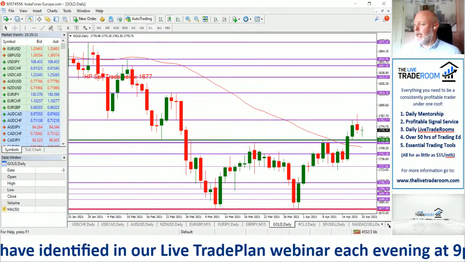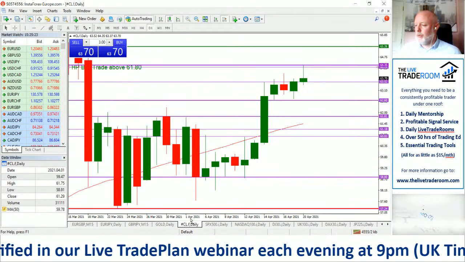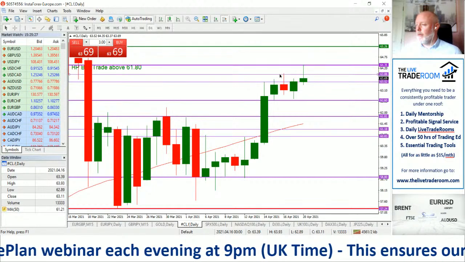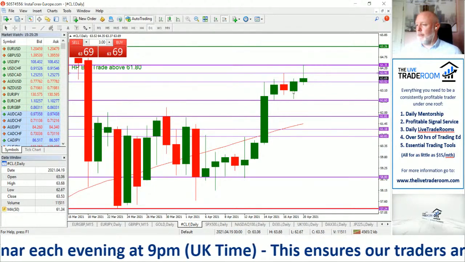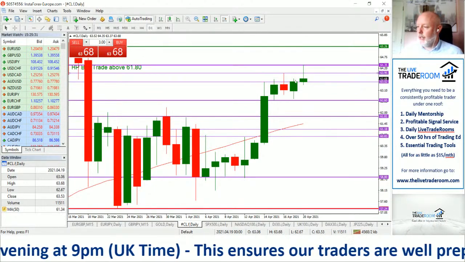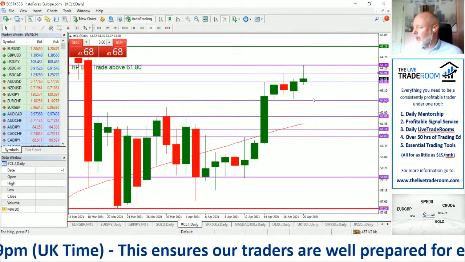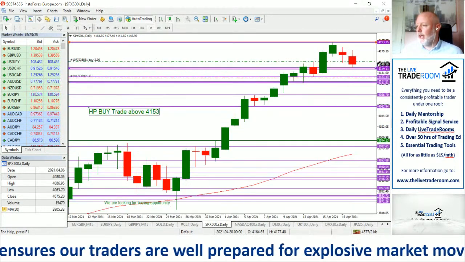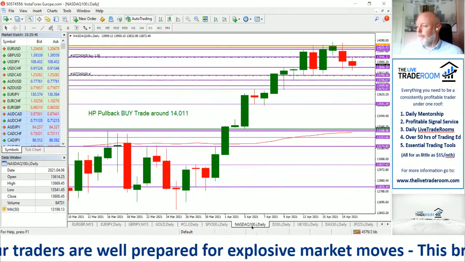So the gold market is just doing nothing at those levels. We had a false breakout to the upside. We had been range bound for 2 or 3 days, and today we had an impulsive, but then a false breakout to the upside for crude oil. So again, not great.